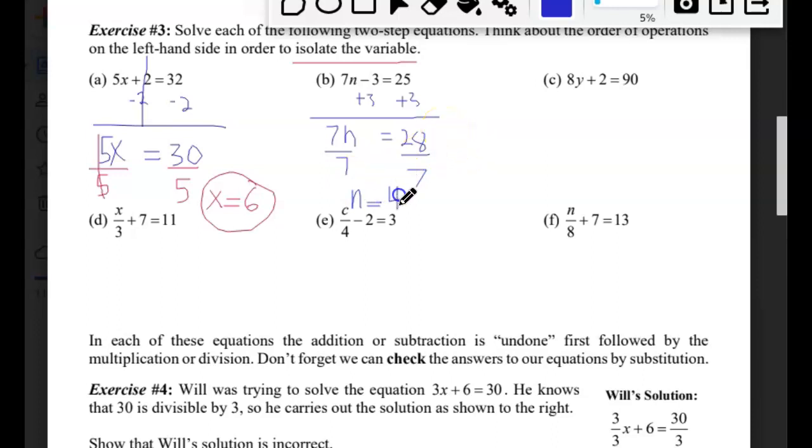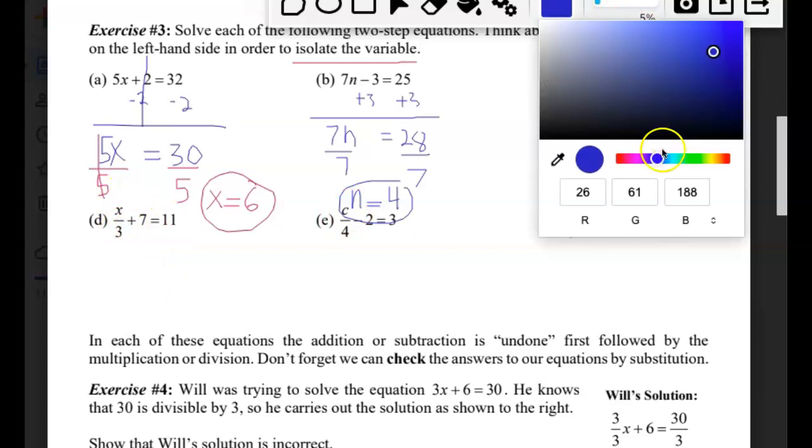If you want to check if you got that right, 7 times 4 minus 3, is it 25? So 7 times 4 is 28 minus 3. Yeah, that's 25.